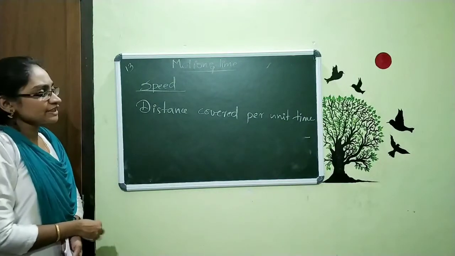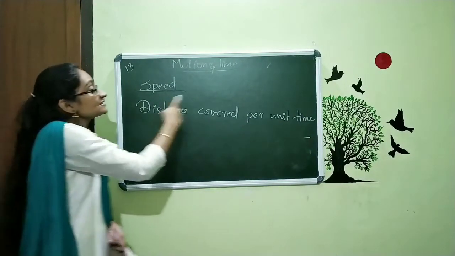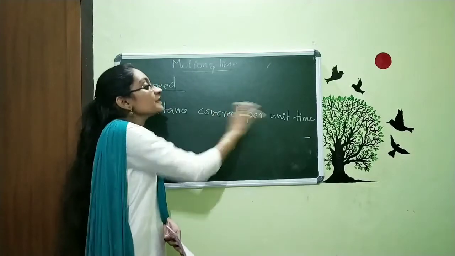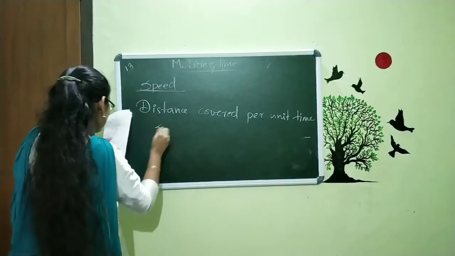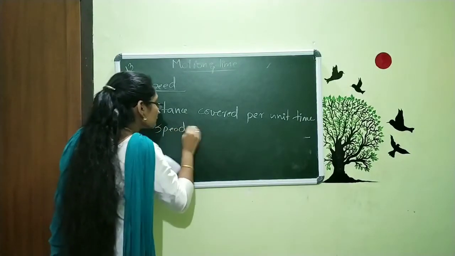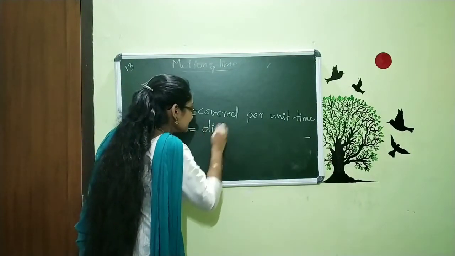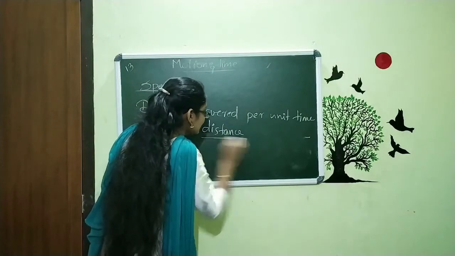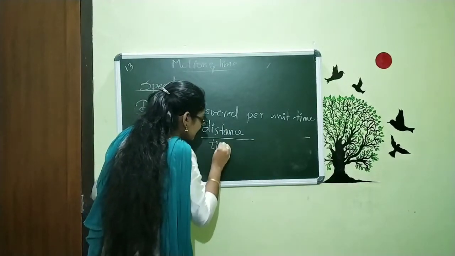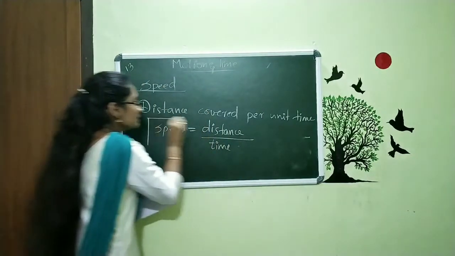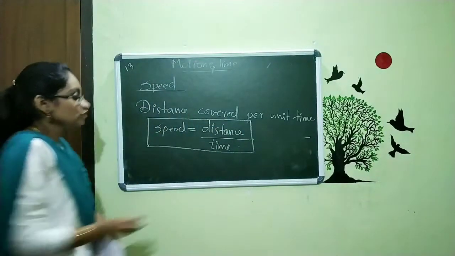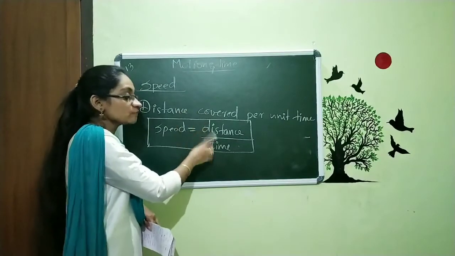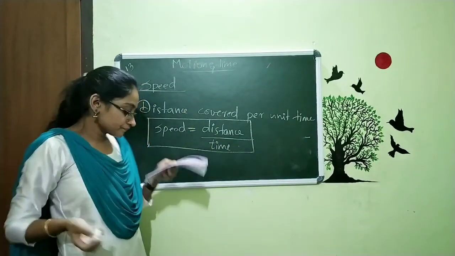Here we are all talking about one object. So the distance covered by an object per unit time is what? Speed. So we can write the equation as speed is equal to distance divided by time. So this is the simple equation for finding the speed. Speed is equal to distance covered by the object divided by time.